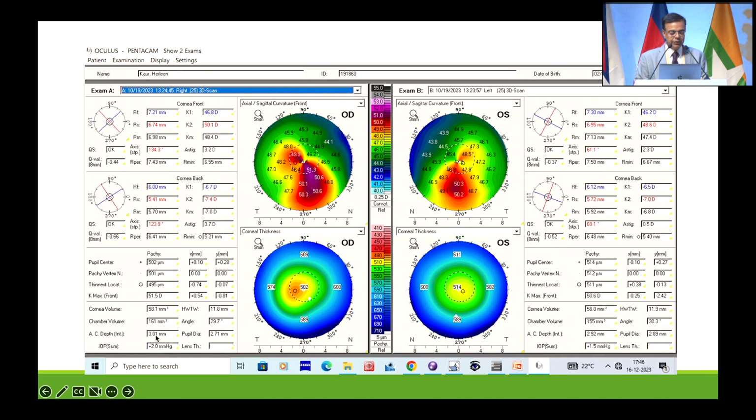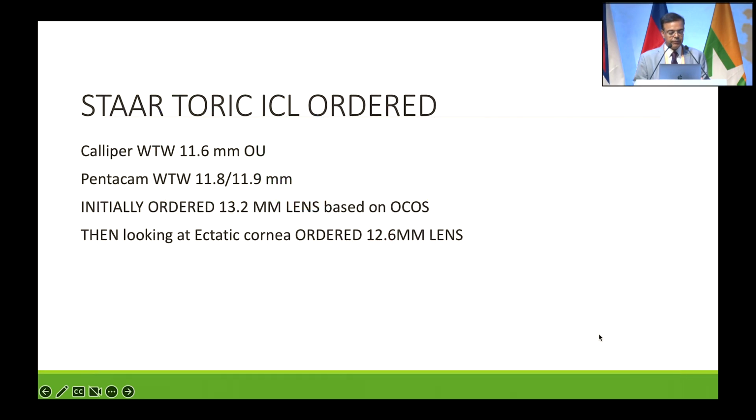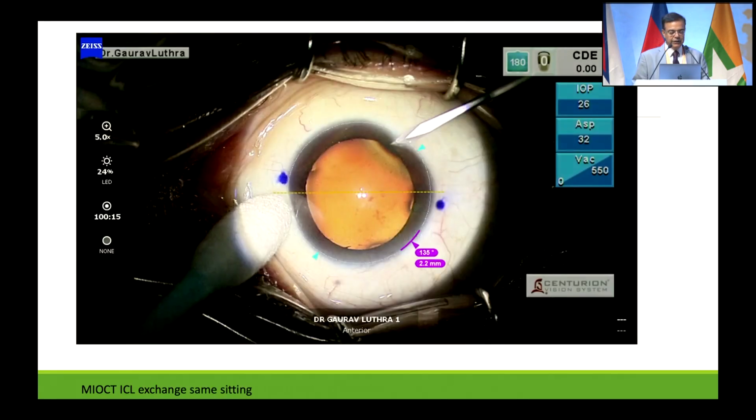The AC depth was about 3.01 in the right eye and 2.92 in the other eye. We did some calculations using the OCOS and also using the ASOCT-based data, and two sizes were predicted: 12.6 and 13.2. Since it was a keratoconic eye, we thought we might end up using a 12.6, because these eyes usually have a falsely high anterior chamber depth. So we went ahead with the surgery, and luckily we ordered two lenses, 12.6 and 13.2.